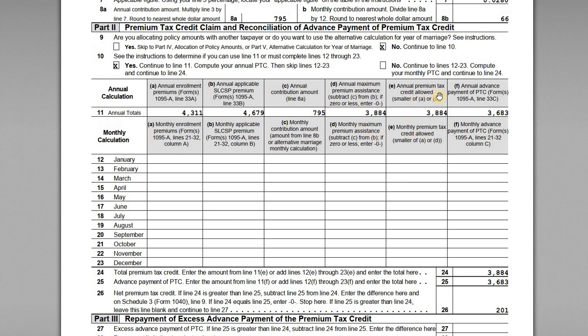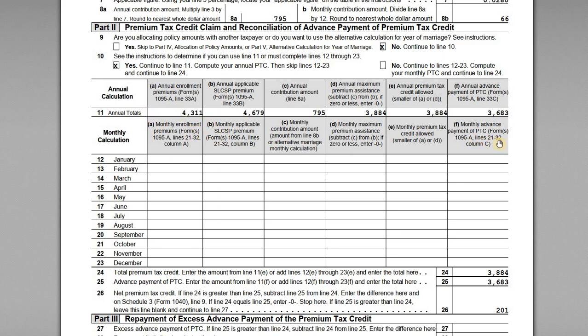Then in column E, we have the annual premium tax credit allowed, which is the smaller of column A or column D, the figure we just computed. In our case here, we can see that column A is 4,311, which is much larger than column D, 3,884. So the annual premium tax credit allowed is going to be 3,884.